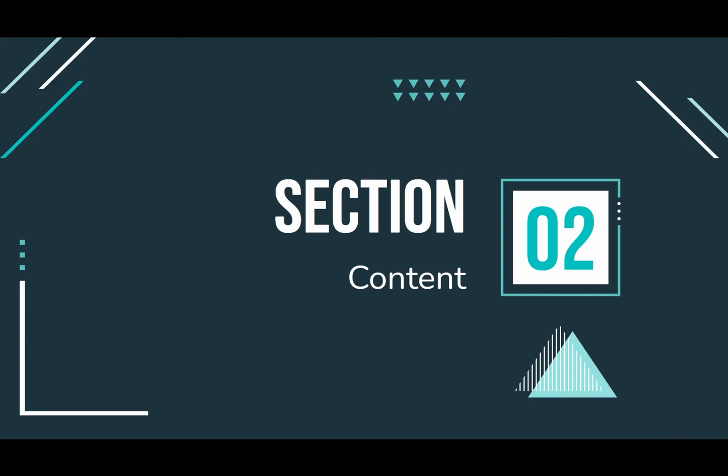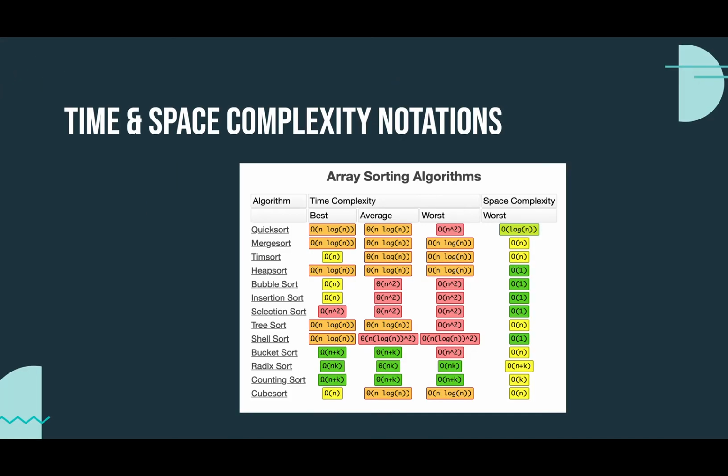Next up, we have the content for this event. So we're starting with time and space complexity notations. So we're going to have general questions on this topic where we ask you what the time complexity of the algorithms are. And this is also really helpful when you're trying to solve a task in the quickest way possible. So as you can see over here, there are a couple of algorithms and their time and space complexities.